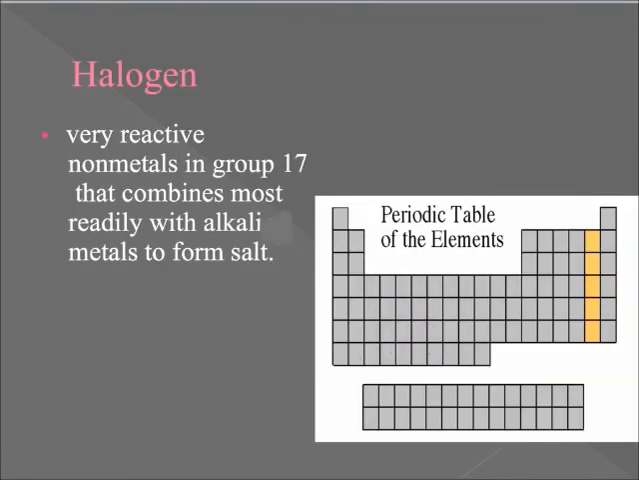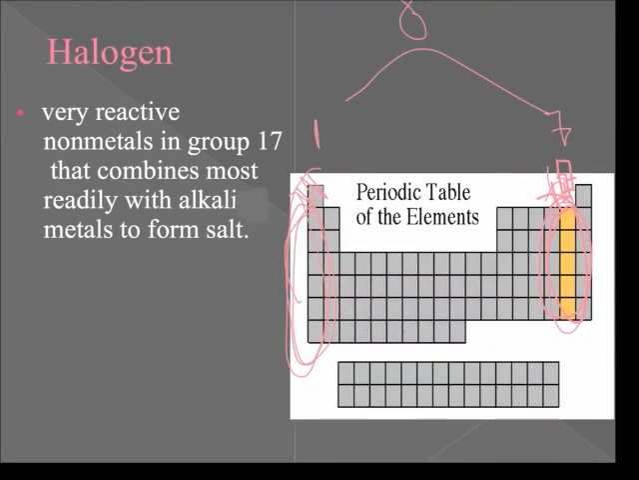Halogens are very reactive nonmetals in group 17. They combine most readily with alkali metals right here, except for hydrogen, so not hydrogen, but right here, to form salt. The reason is that they have 7 valence electrons, which is to say 7 electrons on their outermost shell, and alkali metals only have 1. And recall our octet rule: all elements want to have 8 electrons on their outer shell, so they will force alkali metals to give up 1 and give it to the halogen. Give me some examples of halogen gas using your periodic table in your vocab sheet.